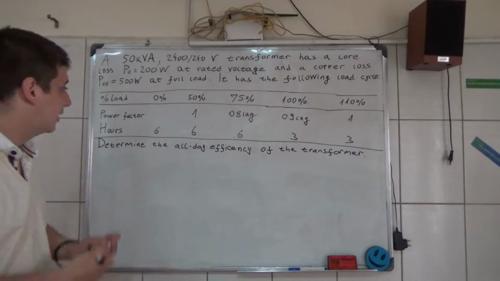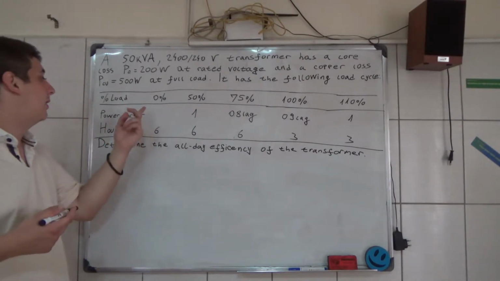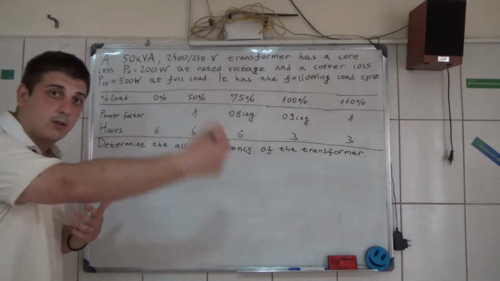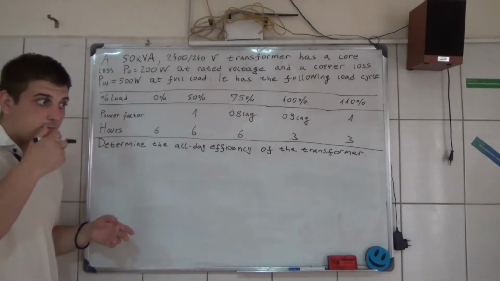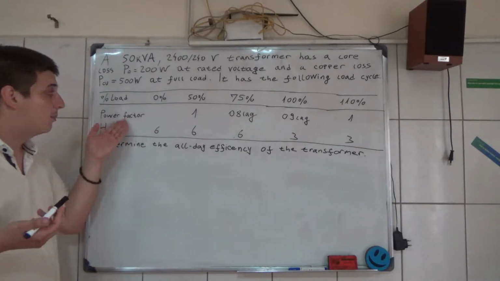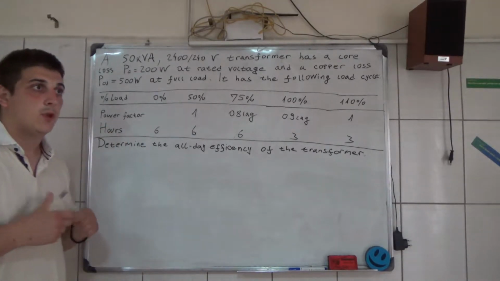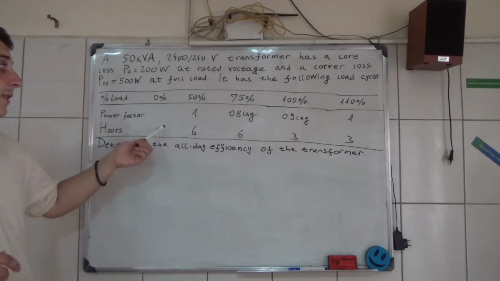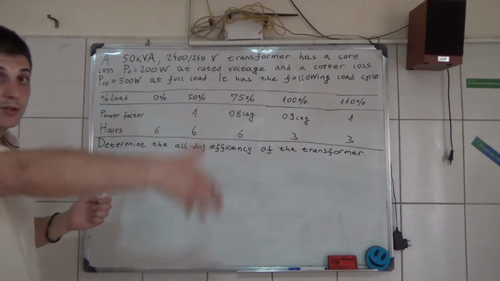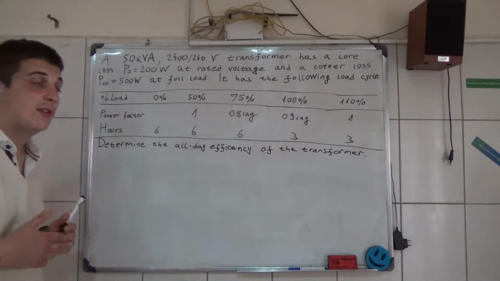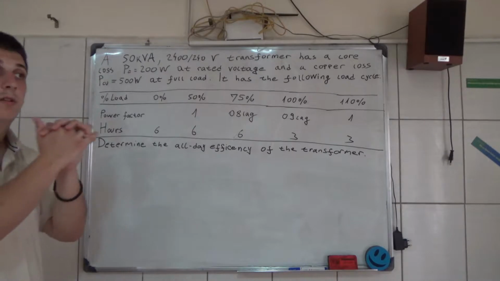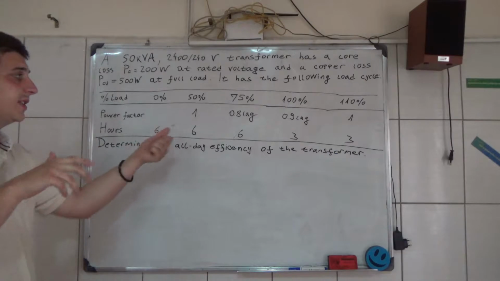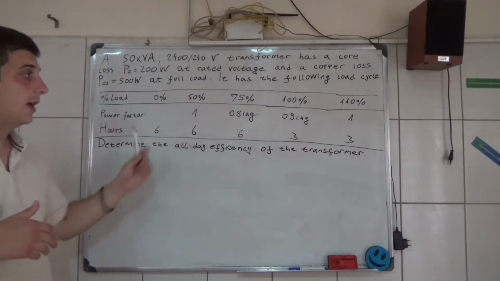Now you have a transformer, and for 6 hours it has a load of 0%, so no current is drawn on the secondary of the transformer, so no power factor, and there is nothing over there. That was for 6 hours. Now in other 6 hours we use 50% of the rated current for 6 hours with a power factor 1, and so on and so on.